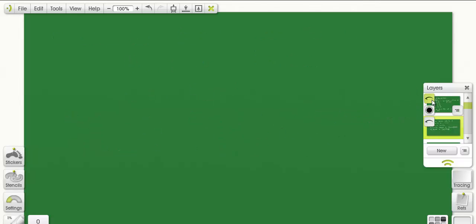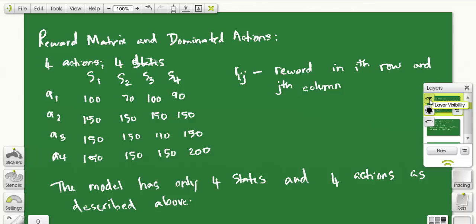That's nice, but what about A4? Does A2 dominate A4? If you observe carefully, A2 does not dominate A4. A2 dominates A3, but A2 does not dominate A4, because here A2 has 150 for state 4, but A4 has a reward of 200. So A2 does not dominate A4. But does A4 dominate A2? Of course A4 dominates A2, because you have 150s in columns 1, 2 and 3, and in column 4 you have 200, which is definitely greater than 150.